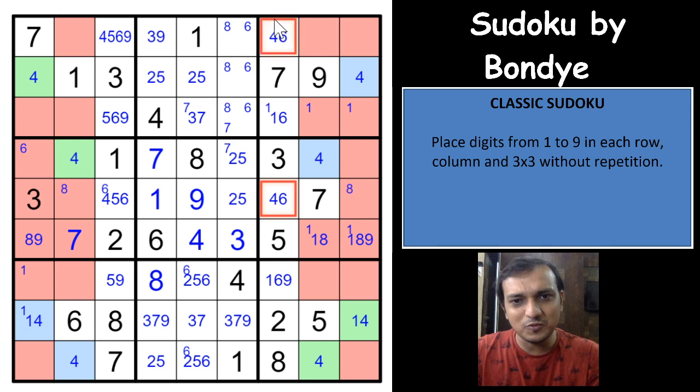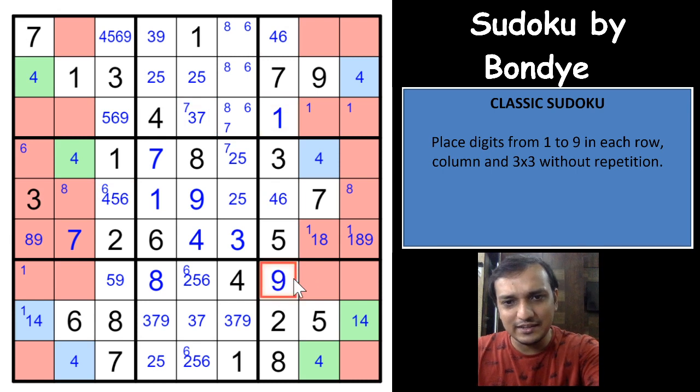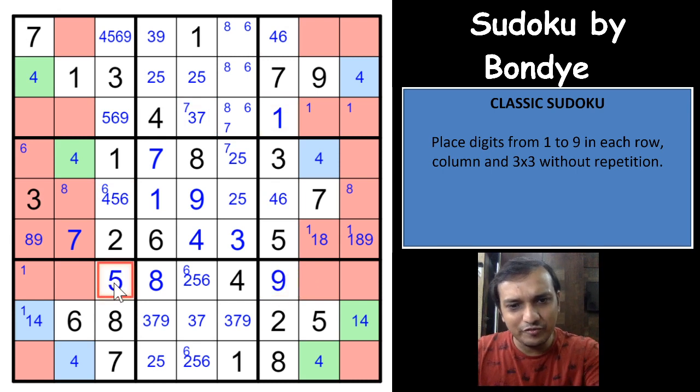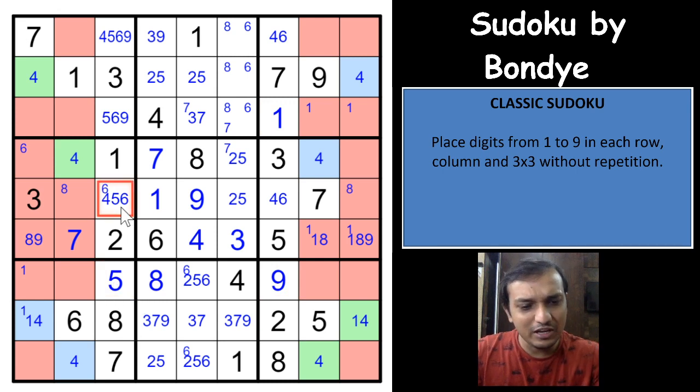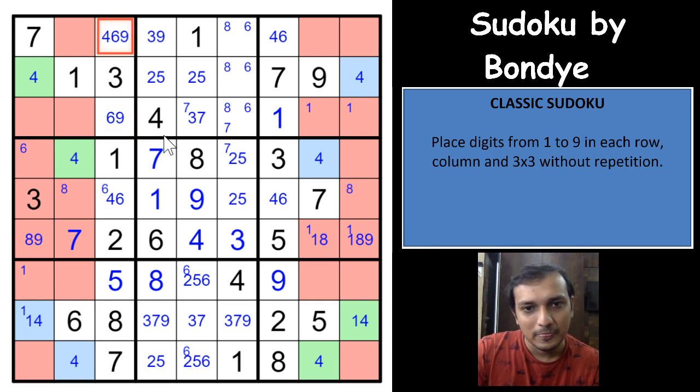So you get a 4, 6 pair now. This 4, 6 pair gives you a 1 here. Okay, sorry. A 1 here and a 9 here. That 9 gives you a 5 here. That 5 eliminates 5 from this cell and this cell. Okay. That is excellent actually. That is really excellent Sudoku.